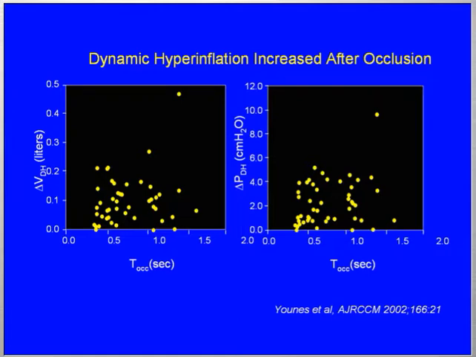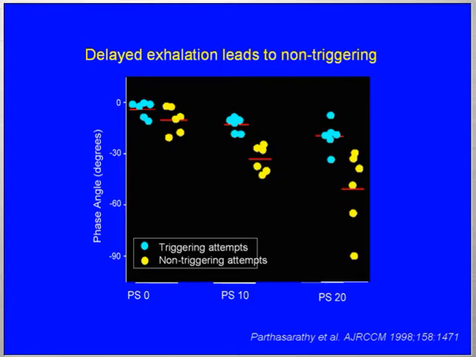So what does dynamic hyperinflation do? Well, such dynamic hyperinflation can actually be caused by a further amount of delayed exhalation that occurred in the prior breath. This slide shows, it's a little bit complex, so just stay with me here, that this period of overlap is measured from 0 down to minus 90 degrees, which is essentially called the phase angle. So the further you are away from 0 means that there is more overlap in that expiratory period.